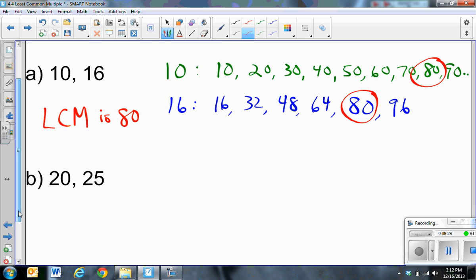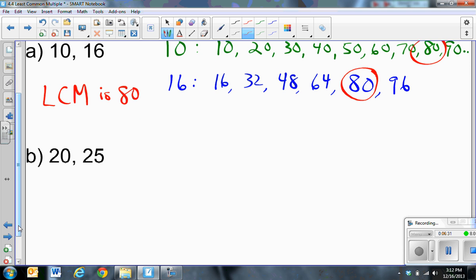I wonder if maybe sometimes you could even do it in your head. Can you figure it out? I'll start to write it here while you're thinking. So 20, we'll do in green. 25, we'll do in blue. Okay.